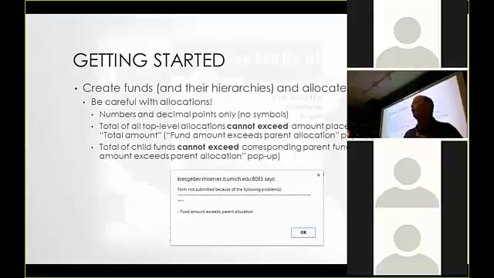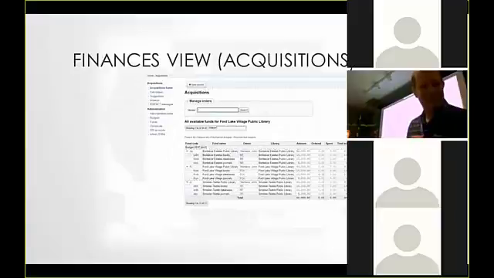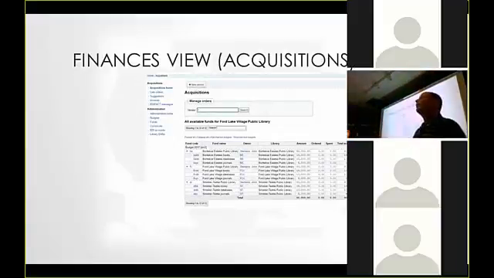All of the children funds of any given parent fund cannot exceed the corresponding parent allocation. You will get that same nasty pop-up box. So you've created everything. What does it look like? It depends on where you are in the system. If you have acquisitions ready, if you are home, here is what you will see.